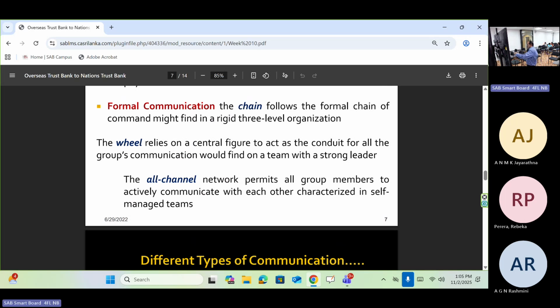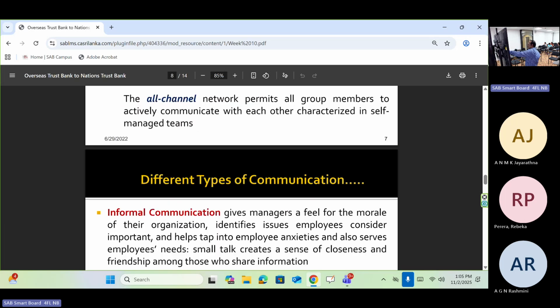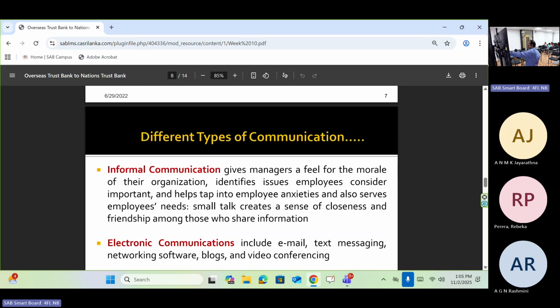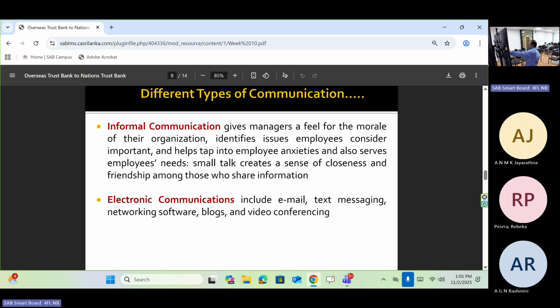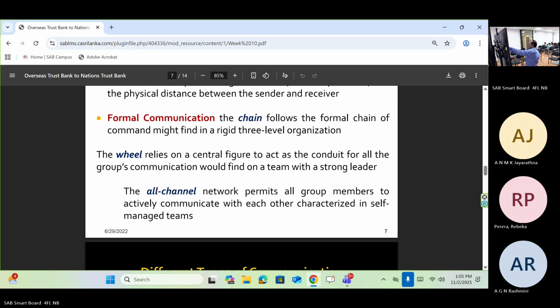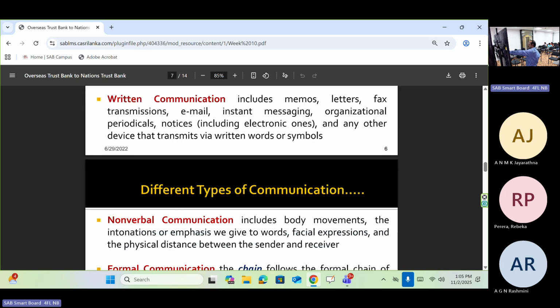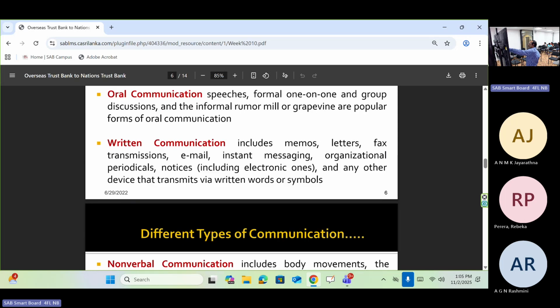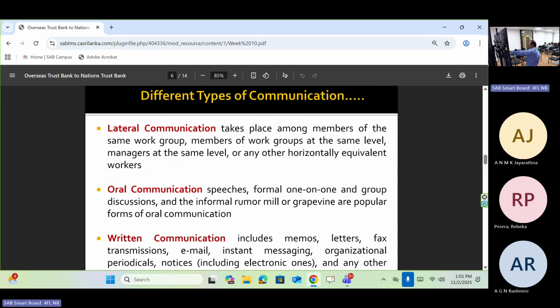Right. Then there's another way to identify the types of communication, that is based on the particular method or the technique used to communicate. Then with that we can consider communication as oral or verbal communication.